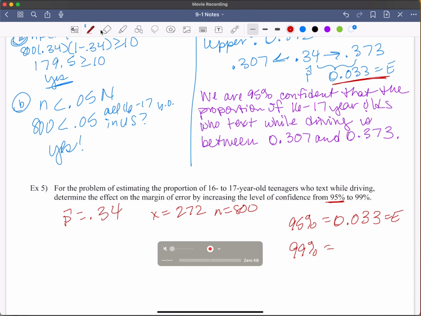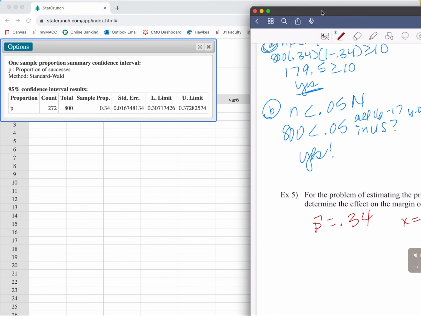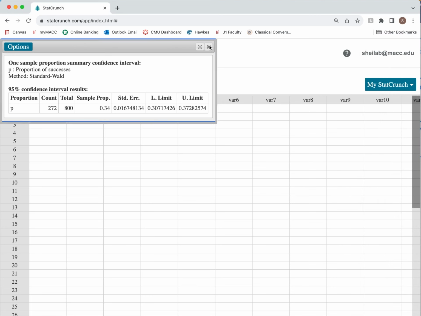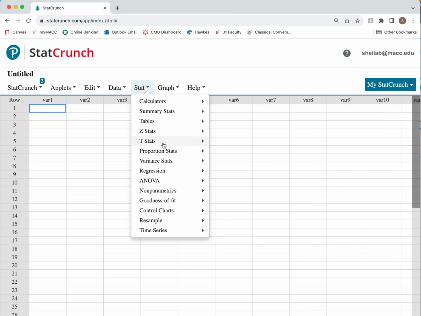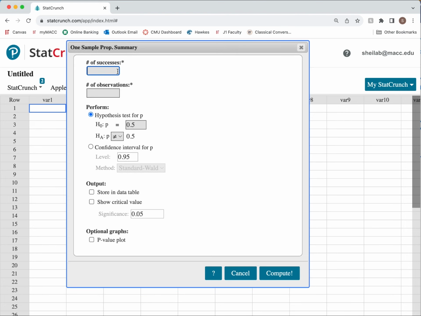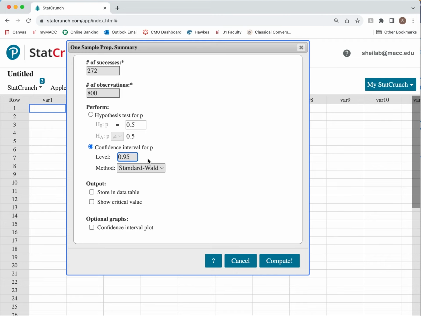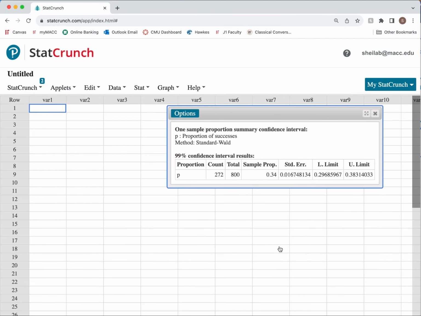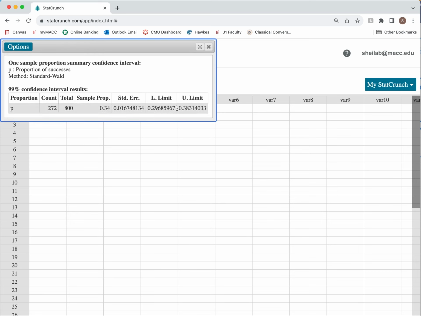Well, we go back to StatCrunch. And instead of doing a confidence interval for 95%, we're going to do a confidence interval. Remember, proportion stats, because we're talking about proportion. One sample, again with the summary. And you will have to put it back in again if you get out of it. So you'll have to do that. 272, 800. And this time I want 99% confidence. So my point estimate here is still 0.34. I have a lower limit and an upper limit.